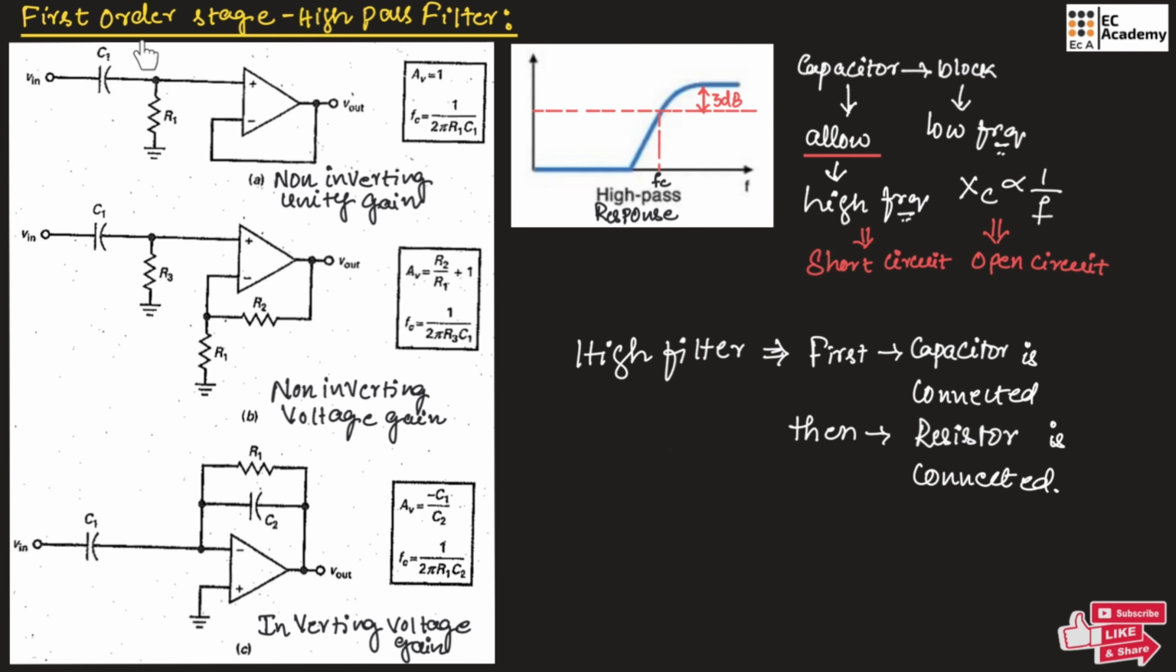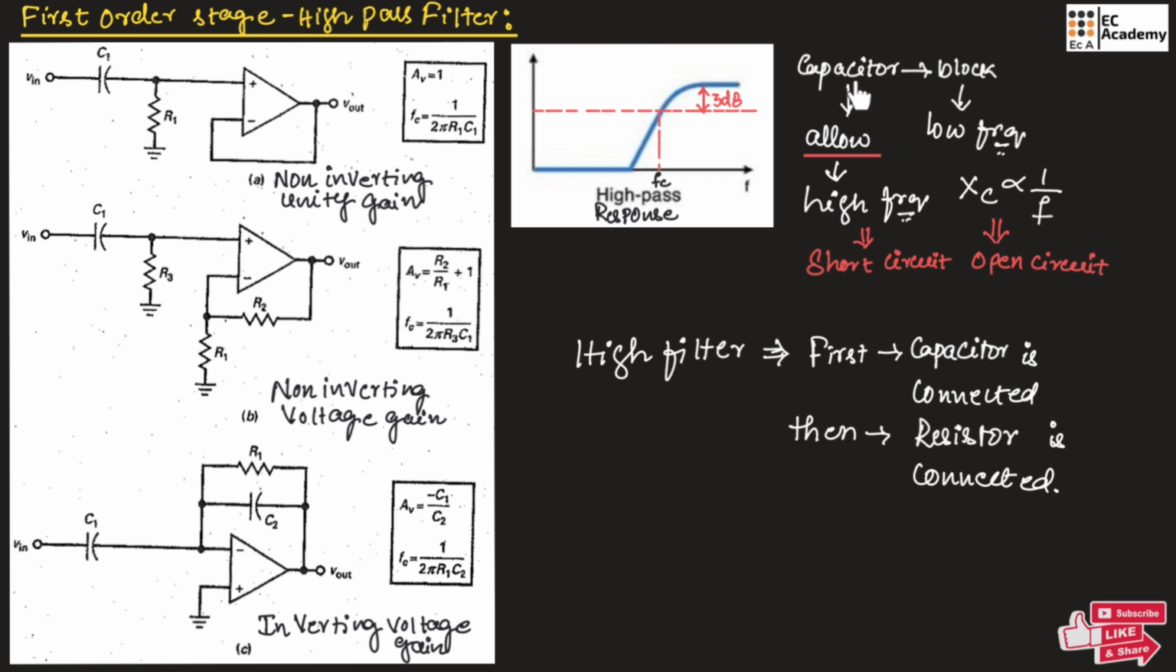Now let us understand first order stage high pass filter. If we say first order, which means we are having a single combination of capacitor and resistor. In a high pass filter, first a capacitor will be connected and then the resistor will be connected. So as you can see in this diagram, first capacitor will be connected and then the resistor will be connected towards the ground in the filter stage, and at the amplifier stage we will be having an amplifier.